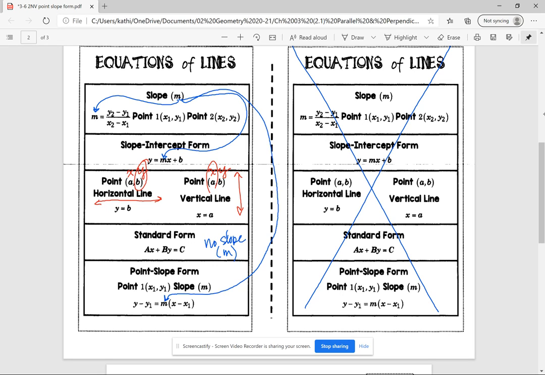In slope-intercept form, I see slope as y equals mx plus b, so slope is m. We've worked with some horizontal and some vertical lines. A horizontal line, if I have a point (a, b), the equation is y equals b. If I have a vertical line, the equation is x equals a. When I'm working with standard form, I do not see slope. So in order to see slope, I have to solve for y. And in point slope, I see slope again.